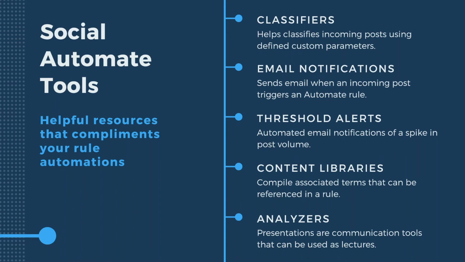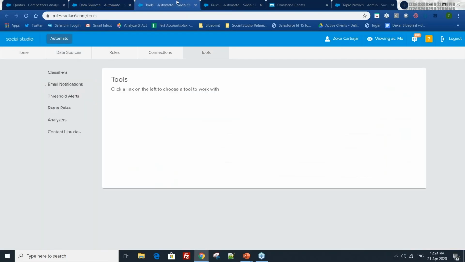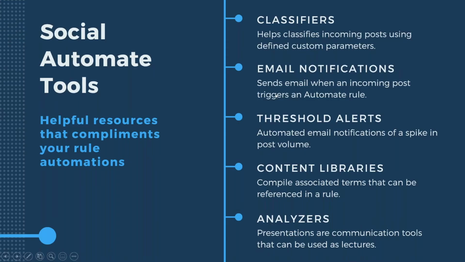So tools in Social Studio Automate are helpful resources that complement your rule automations. The different tools are as follows. With classifiers, it helps classify incoming posts using defined custom parameters.